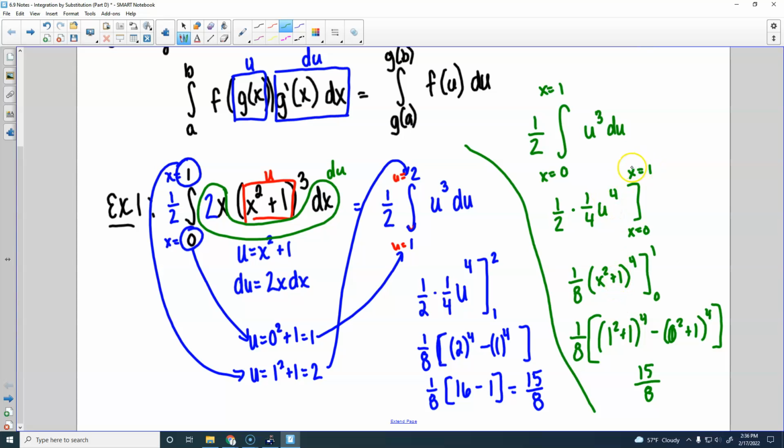So what I was showing here is that if you don't change your limits, if you leave them 0 and 1 where they're still x's, then you have to go back to x's in the end. So your u, you would have to plug in the x squared plus 1 like we did on the other problems. You can't quit doing that on those other problems because they're general integration. But for definite integrals, if we switch to u's, then we don't have to go back to this x stuff, which usually makes it more complicated at the end.